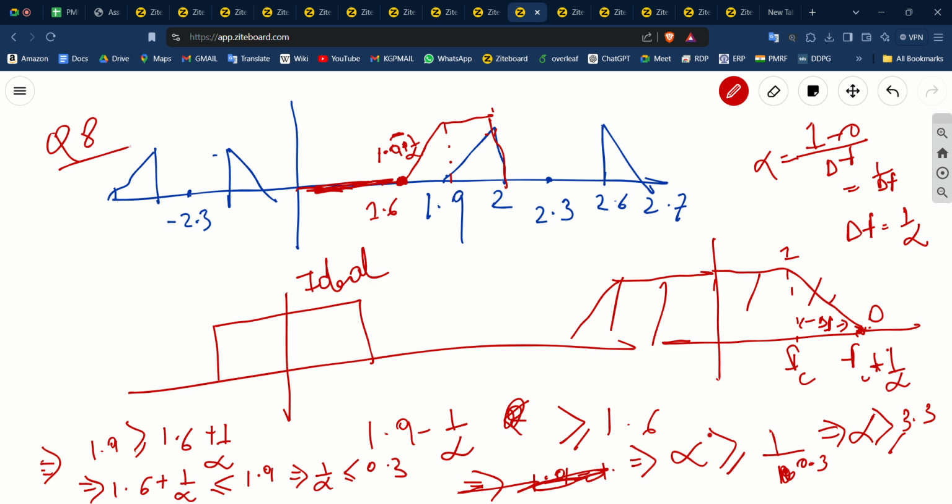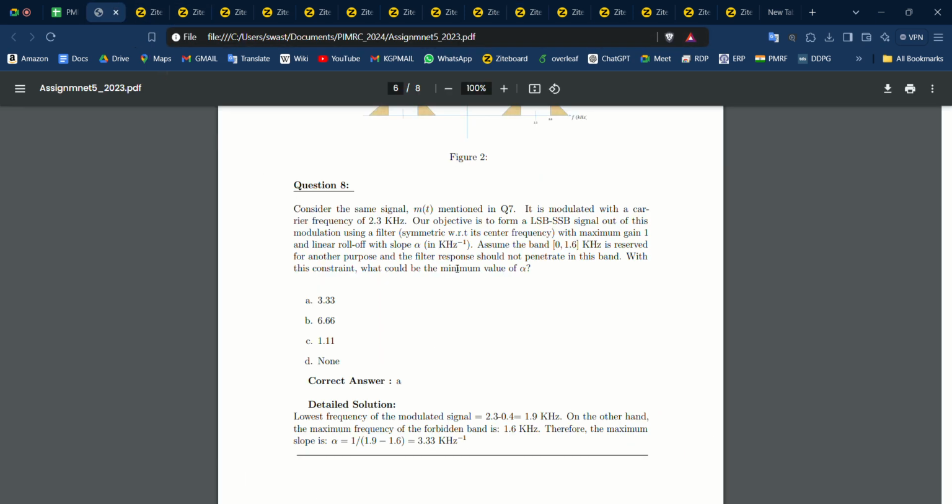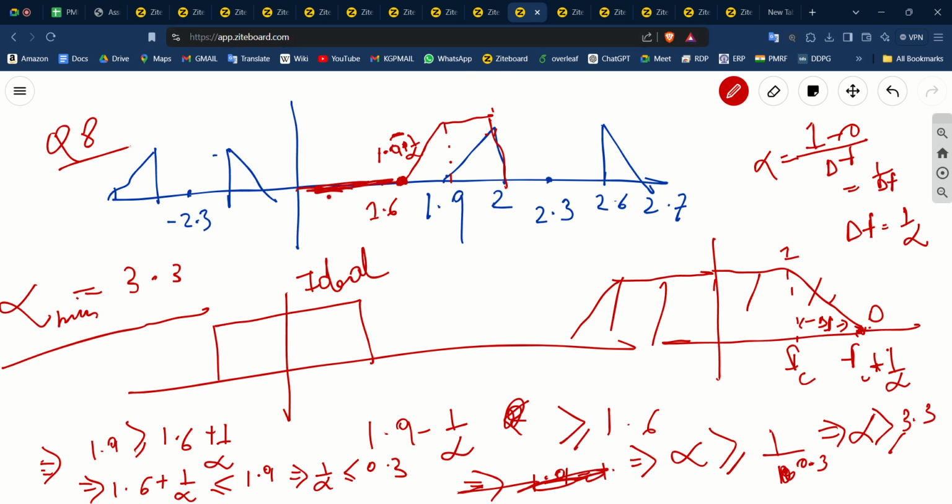So if alpha is greater than or equal to 3.3, then what is the minimum value of alpha? 3.3. So 3.3 is the minimum value of alpha. So let's see. Yeah, the correct answer is option A, 3.3. Okay, this was a nice problem. Option A, 3.3.